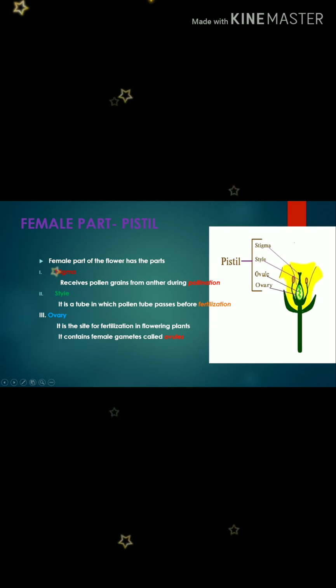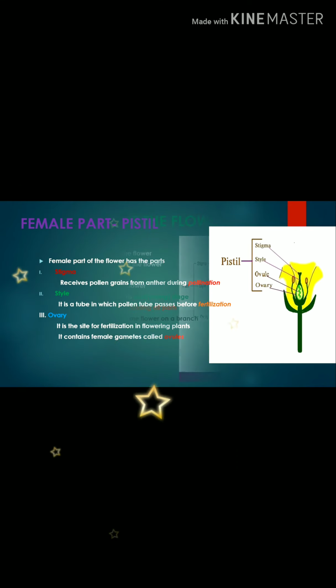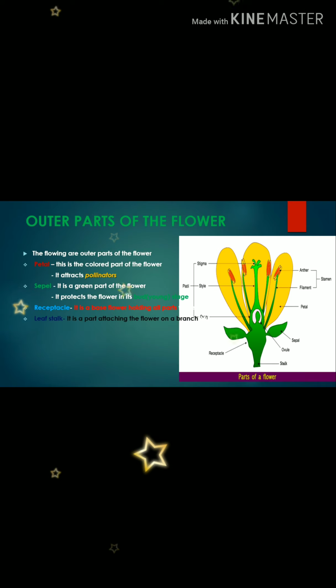This one is the pistil. It starts from here up to here. This is our stigma. This one is our style. This one is our ovary, which contains ovules, which are the female gametes of the plant.